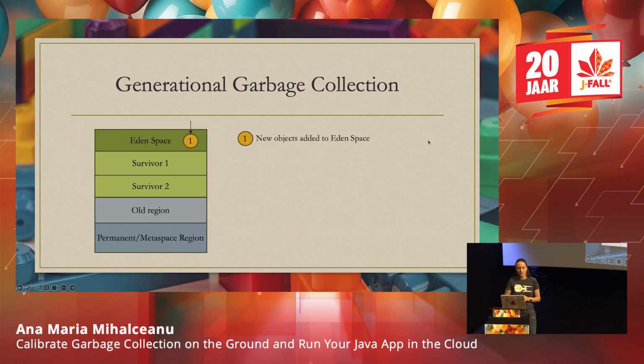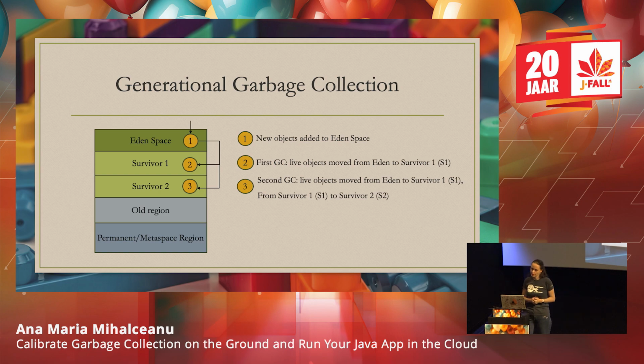Without further ado, how does generational garbage collection work? Well, when an object or multiple objects are allocated, they first go to the Eden space. Once a garbage collection cycle occurs, they reach age 1, so they get moved to a survivor space. Next, when the second garbage collection happens, this also happens with the newly allocated objects. They're again in Eden, then they go to survivor.